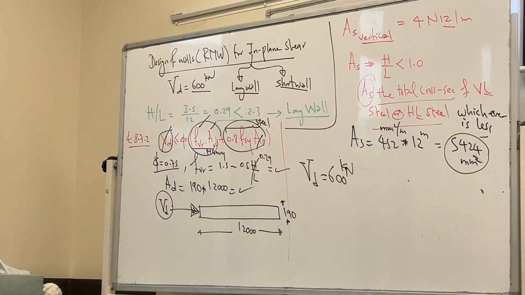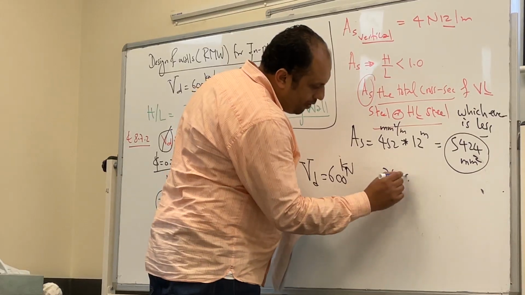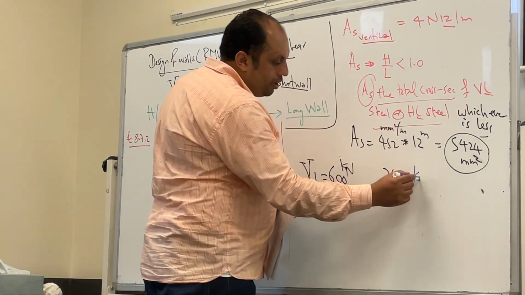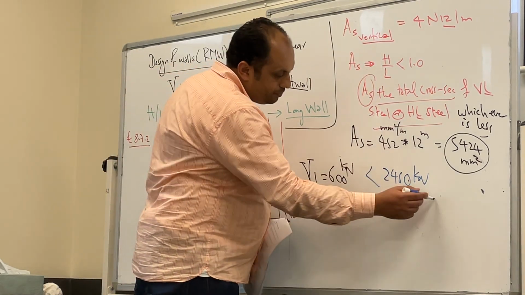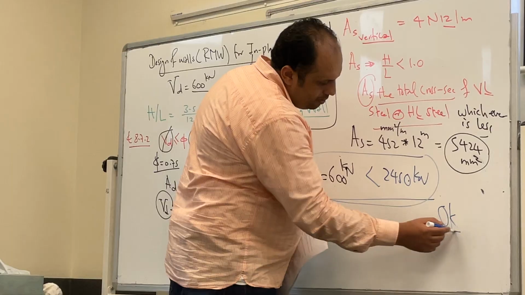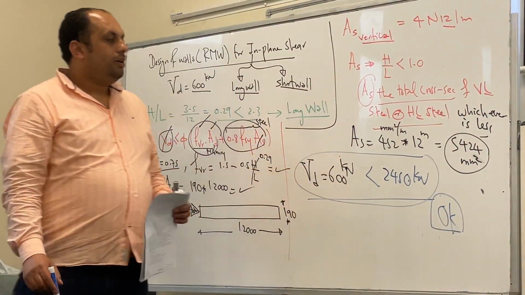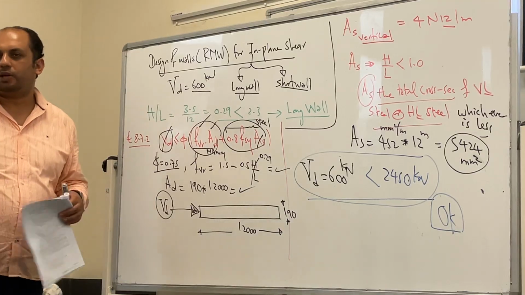So what is the number? This is the capacity. The capacity will be around 2,550 kilonewtons. So is this okay or not? Yes, it is okay. So for this check, this is the strength check. The wall is okay.